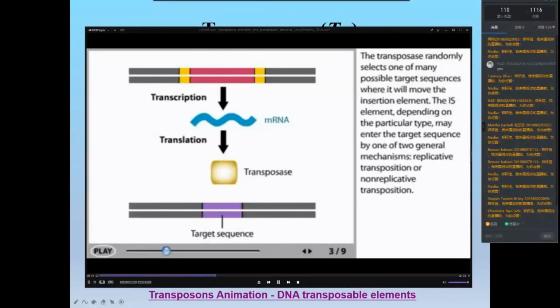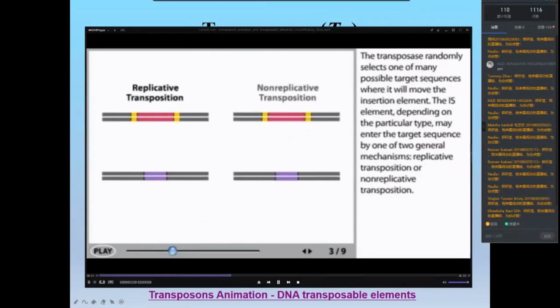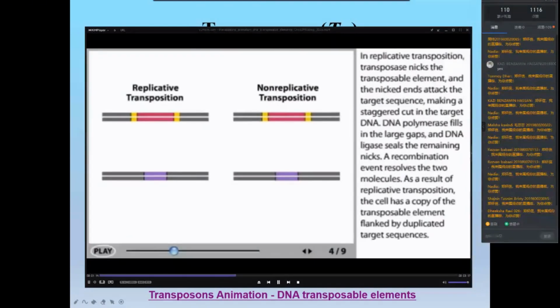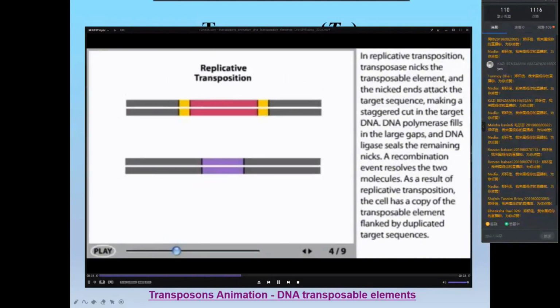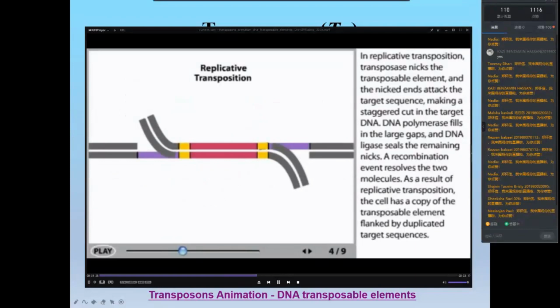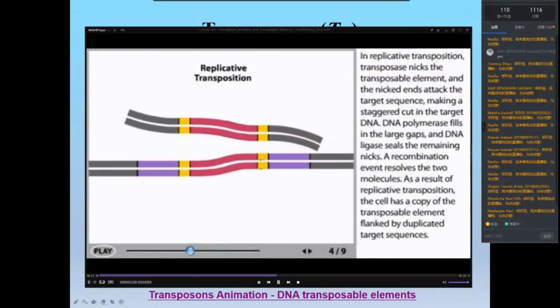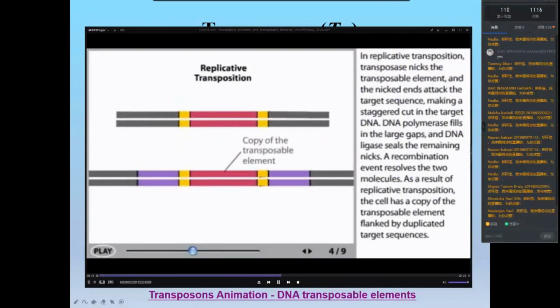The IS element, depending on the particular type, may enter the target sequence by one of two general mechanisms: replicative transposition or non-replicative transposition. In replicative transposition, transposase nicks the transposable element and the nicked ends attack the target sequence, making a staggered cut in the target DNA. DNA polymerase fills in the large gaps, and DNA ligase seals the remaining nicks. A recombination event resolves the two molecules. As a result of replicative transposition, the cell has a copy of the transposable element flanked by duplicated target sequences.